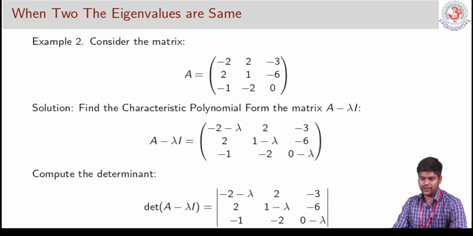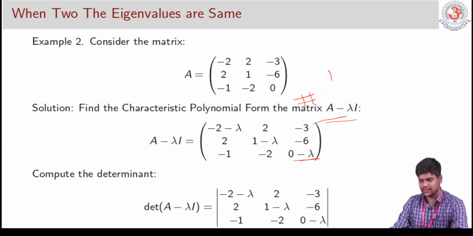For that, we are going to consider this matrix as an example. First, we are going to find the eigenvalues. To find the eigenvalues, we need to form the A minus lambda I matrix. A minus lambda I matrix is what we get if we subtract lambda from the main diagonal. That means the matrix A minus lambda into the identity matrix.